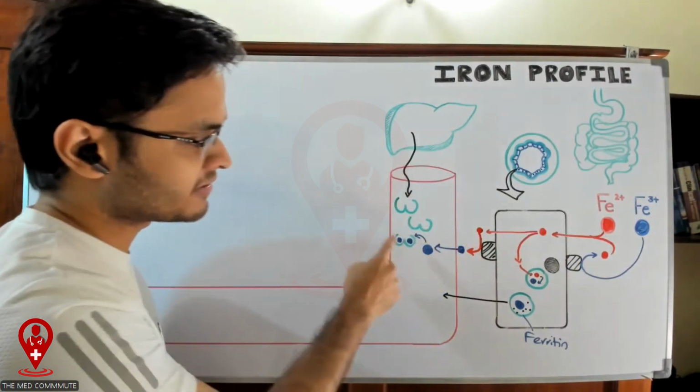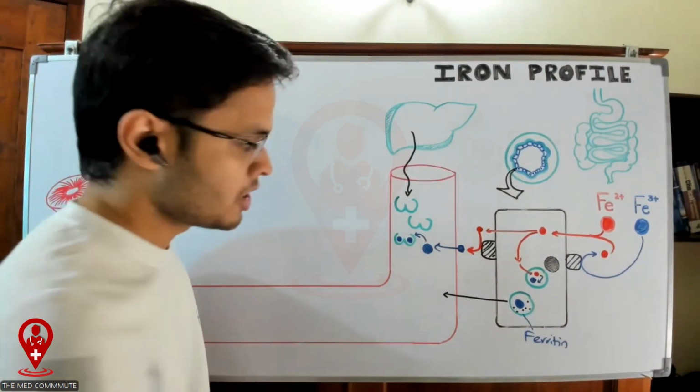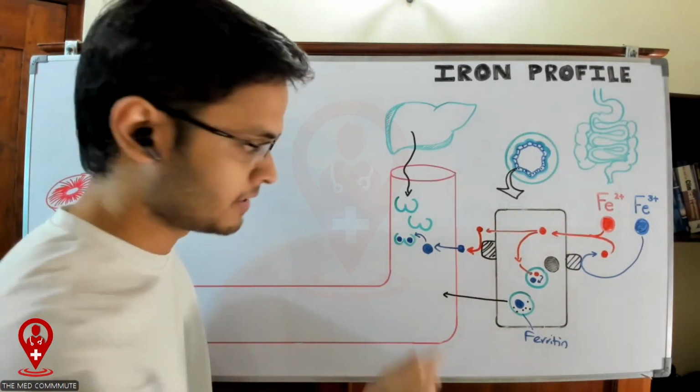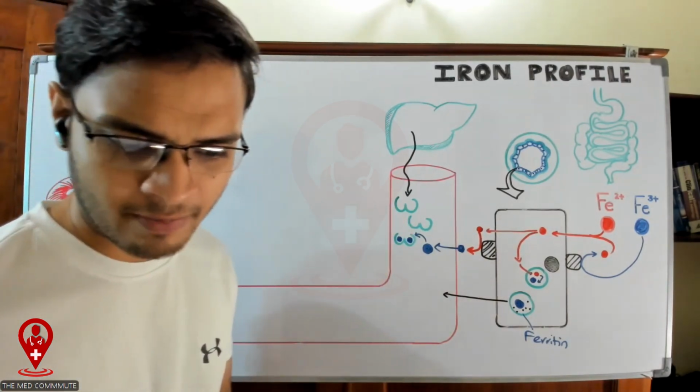So for example, guys, what do I mean by this? For every 3 transferrin molecules, now I've drawn 3, 1, 2, and 3, only 1 will be saturated with ferric ions. Only 1 will be full of ferric ions, and the remainder will be empty.